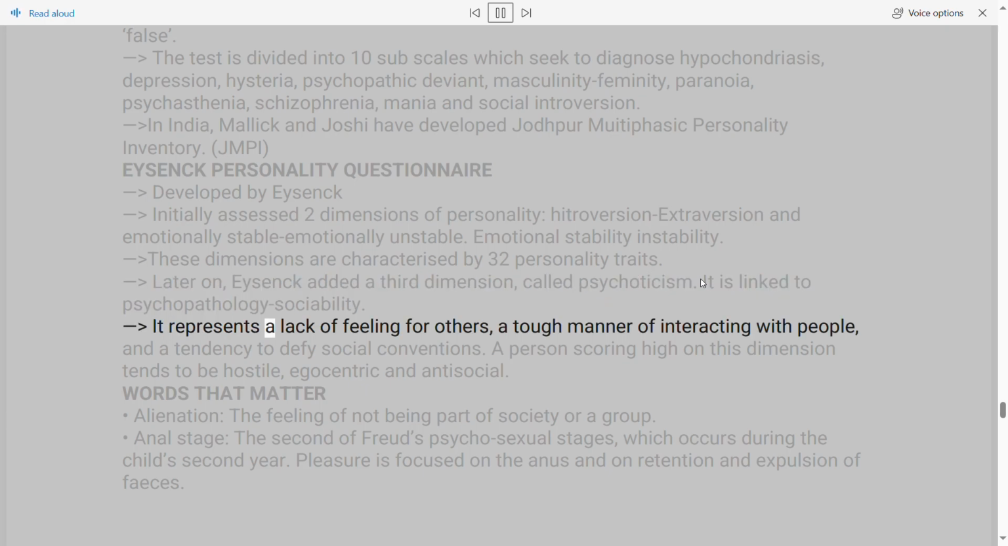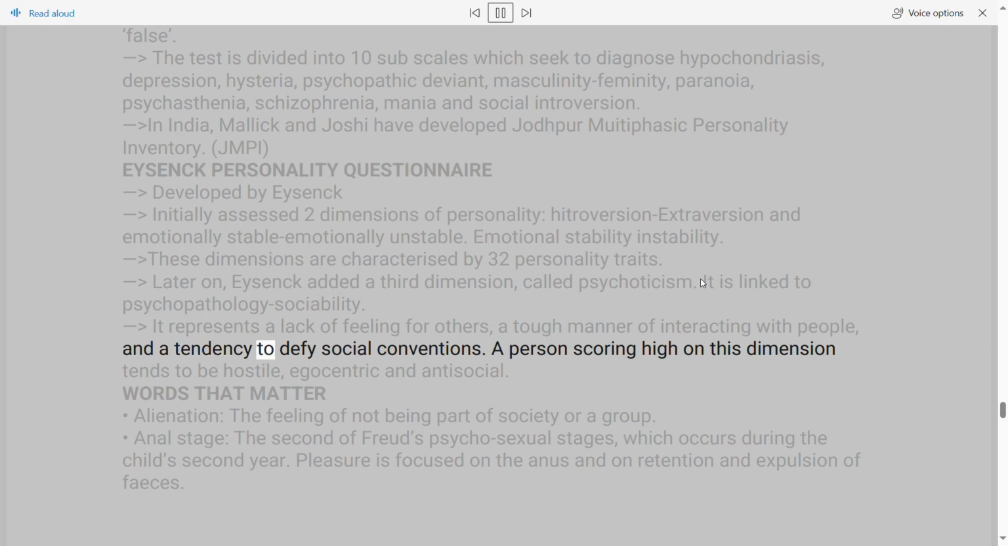It represents a lack of feeling for others, a tough manner of interacting with people, and a tendency to defy social conventions. A person scoring high on this dimension tends to be hostile, egocentric, and antisocial.